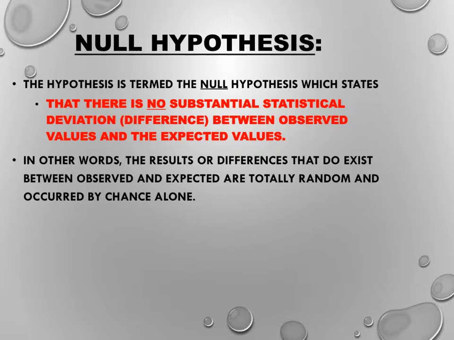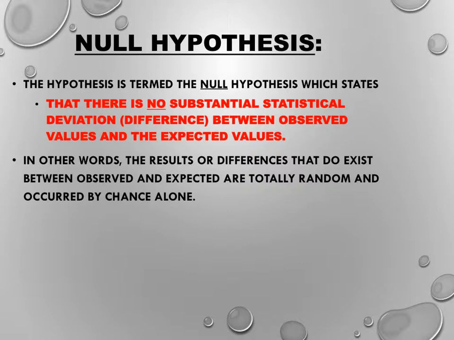Okay, so another part of the puzzle with the chi-square situation is going to be what we call the null hypothesis. So the hypothesis in this case is called the null hypothesis, and it pretty much states that you should not see any real difference statistically between your observed values and your expected values. It should be an even playing field.